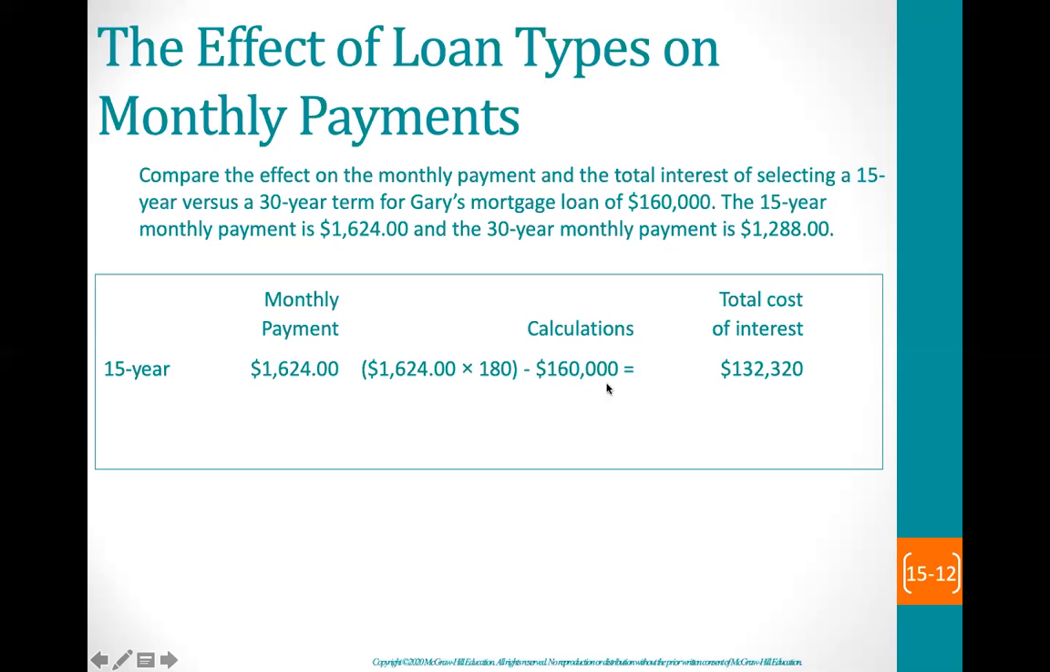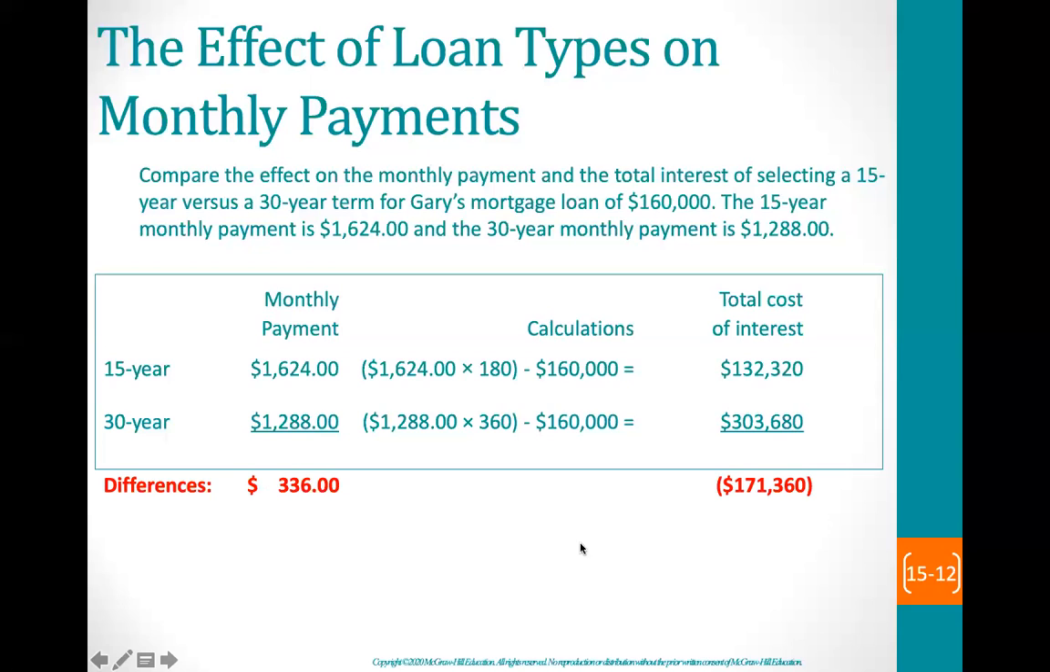That minus the original amount of the loan of $160,000, his total interest cost is $132,320. Remember, with the slightly lower payment for 30 years, he's paying $303,680. That difference, that $336 a month difference, cost him $171,360 over the life of the loan.